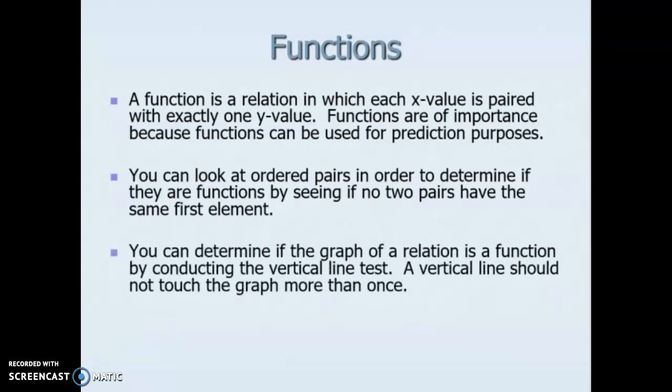You can determine if the graph of a relation is a function by conducting the vertical line test. That's where at no point could you draw a vertical line through the graph and have it touch the graph more than once. So anywhere on there, not just one point where it only touches once. If any vertical line touches the graph more than one time, it does not pass the vertical line test, and it is not a function.